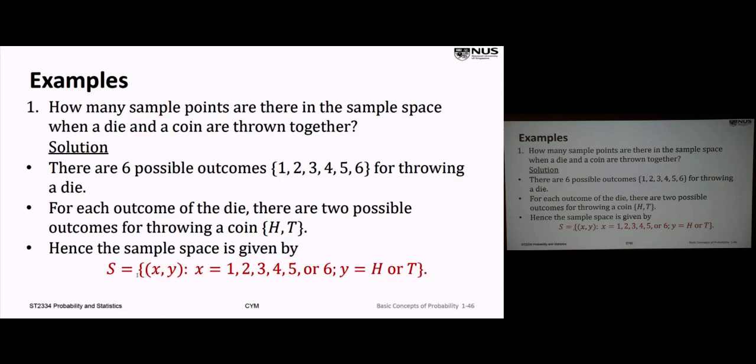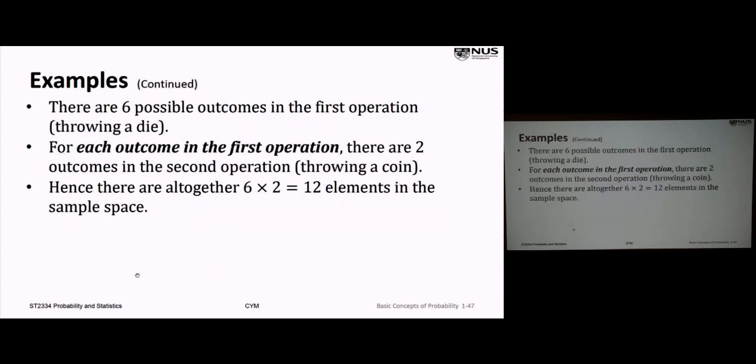S is the set of pairs X and Y. X belongs to the set 1 to 6, the integers from 1 to 6, and Y belongs to the set H or T, okay? And that has 12 points. Okay? Oh, okay, there's the answer. Sorry, I was jumping ahead, yes. So basically, as I say, the first operation has 6 outcomes, the second operation has 2 outcomes, so there's 12 possible outcomes in this experiment.